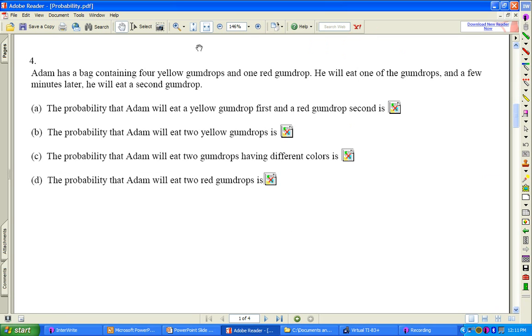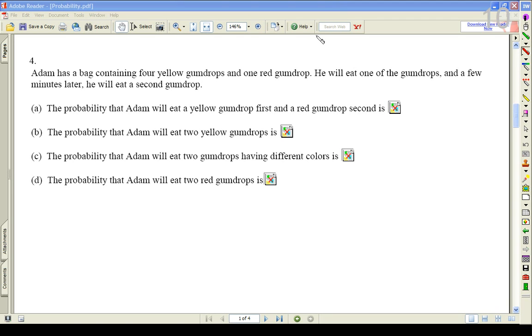All right, question number 4 is another type of probability question. It says, Adam has a bag containing 4 yellow gumdrops and 1 red gumdrop. He will eat 1 gumdrop, and a few minutes later, he'll eat a second gumdrop.